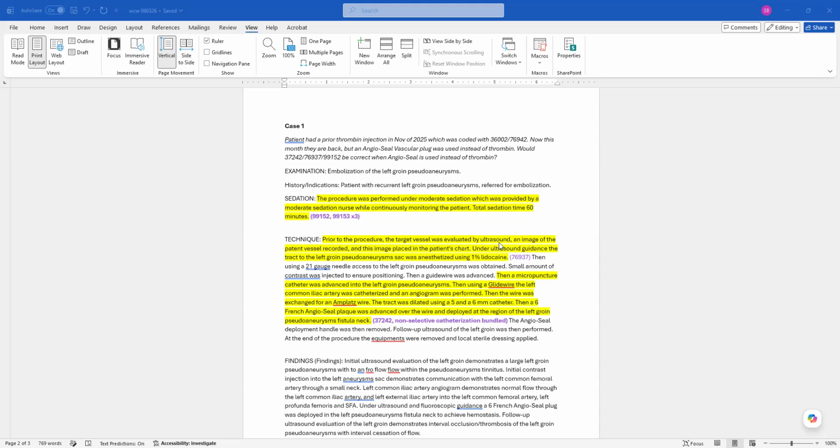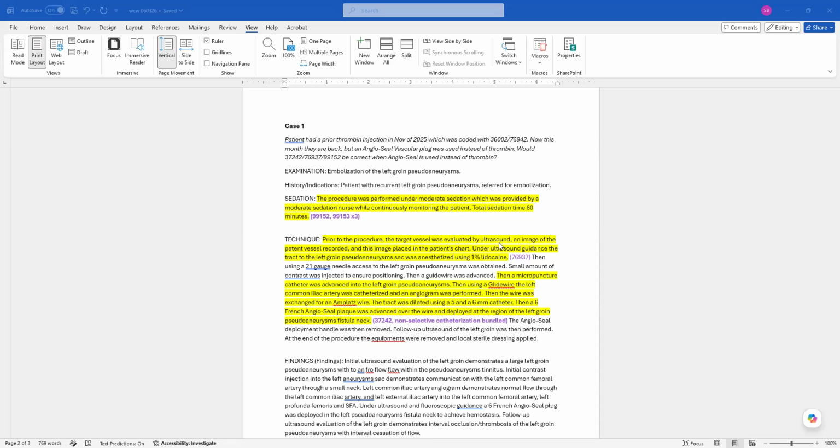So this situation is a little bit different than what you would normally see. They're actually using the angioseal, that vascular plug which is used at the end of a procedure to seal the vessel that was accessed for the procedure. But in this instance, it's being used as part of the embolization procedure. That is actually how they are treating this pseudoaneurysm in this particular patient. So anyway, let's look at the report.